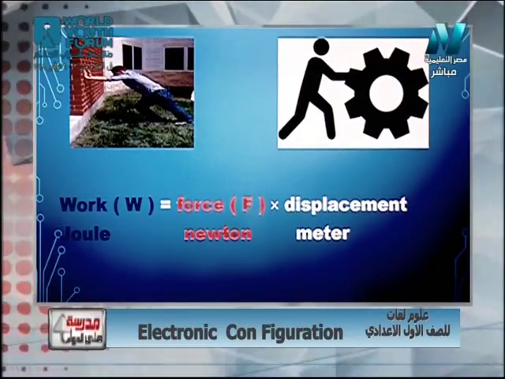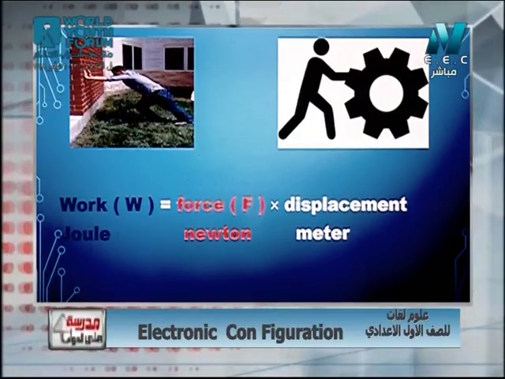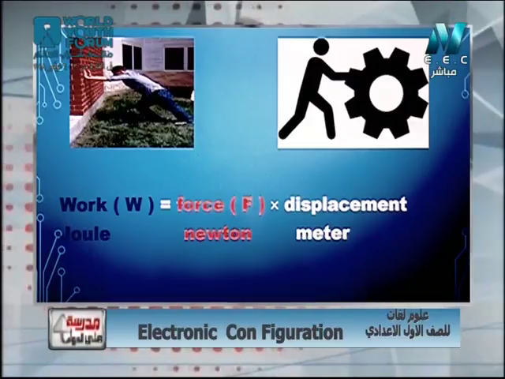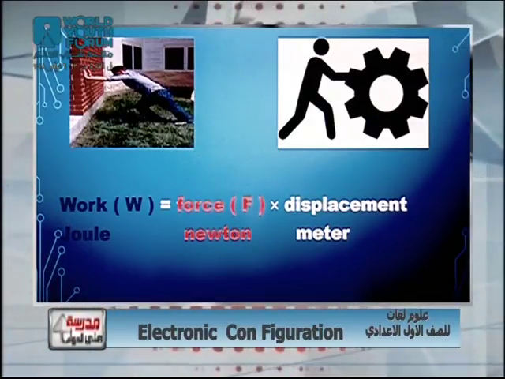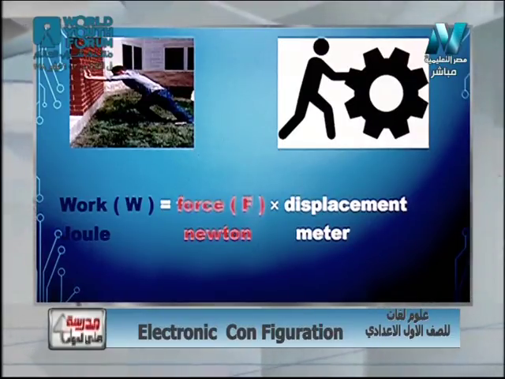And displacement. Suppose I have a bag, its mass is 5 kilogram, and I try to move it for 1 meter, I exerted work. But if I carried 5 kilogram for 2 meters, the work is doubled. For 3 meters, the work is tripled. So by increasing displacement, work increases.